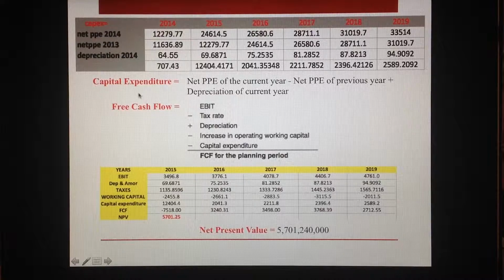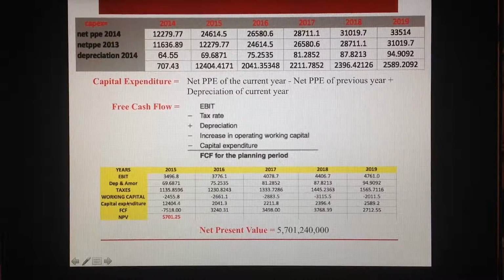Then I calculated the capital expenditure by using this formula: net PPE of the current year minus net PPE of previous year plus depreciation of current year, and this table shows my numbers. For example, this is the net PPE for 2015. I subtracted from the 2014 net PPE, which is this number. Then I add the 2015 depreciation, and I got the capital expenditure, and I made it for each year.